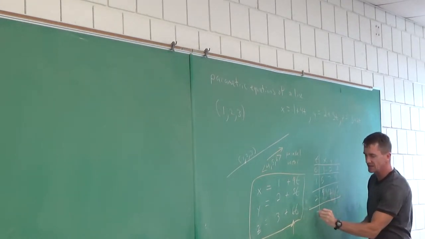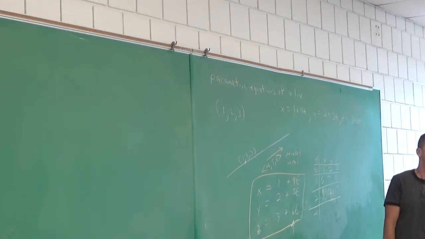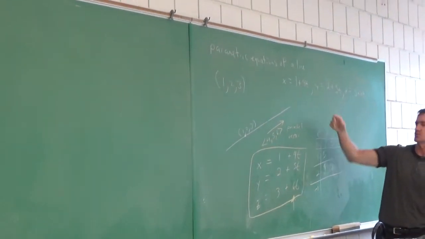Yep. I should show that just in case people thought you always had to use positive numbers for your parameter. Oh, no. Use negative 100. What's 1 minus 4?